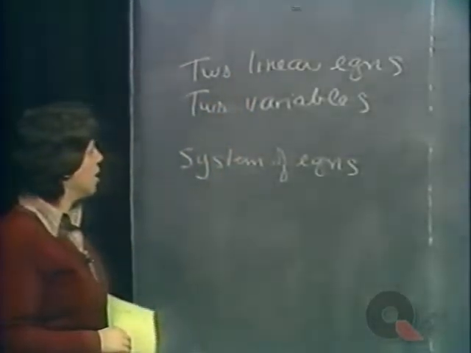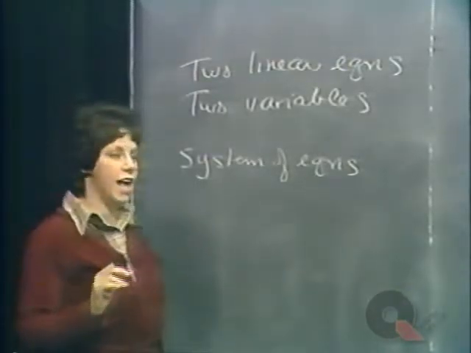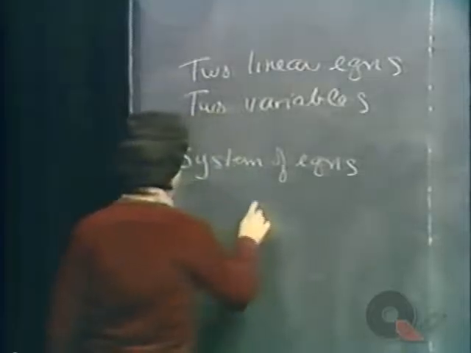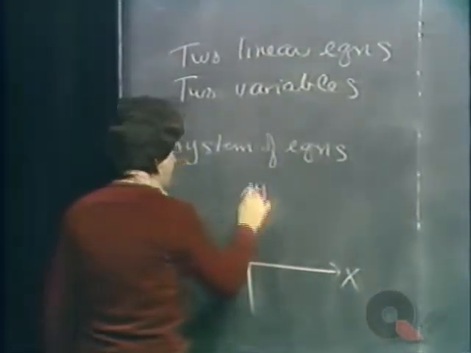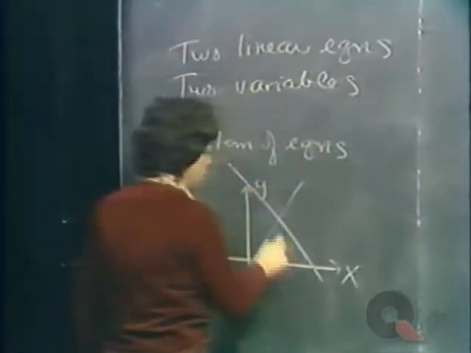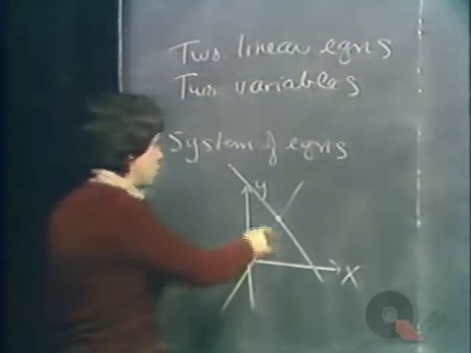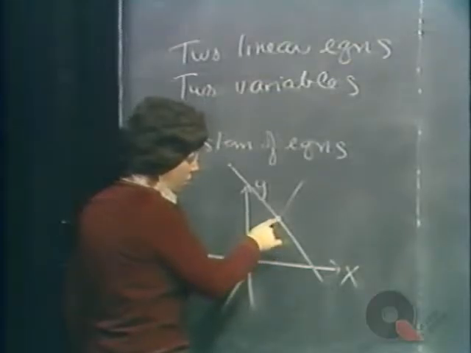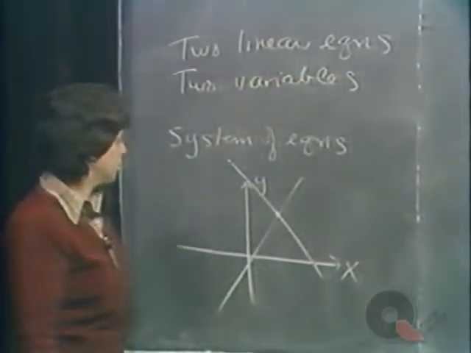Now, when you take two linear equations and two variables and graph them on the same set of coordinate axes, one of three things might happen. The first thing that might happen, and this is the most common occurrence, is that the two equations, which when you graph them you get two straight lines, intersect at one and only one point. There is only one point that is on both of these straight lines at the same time. Therefore, there is only one solution to the system of equations.